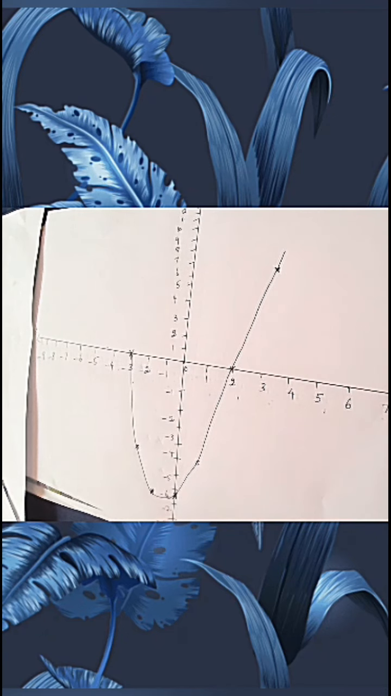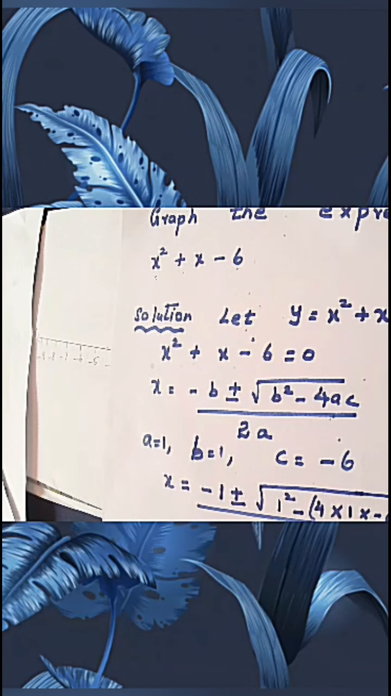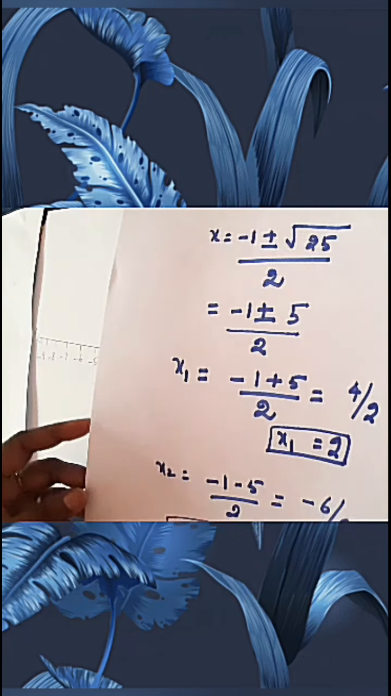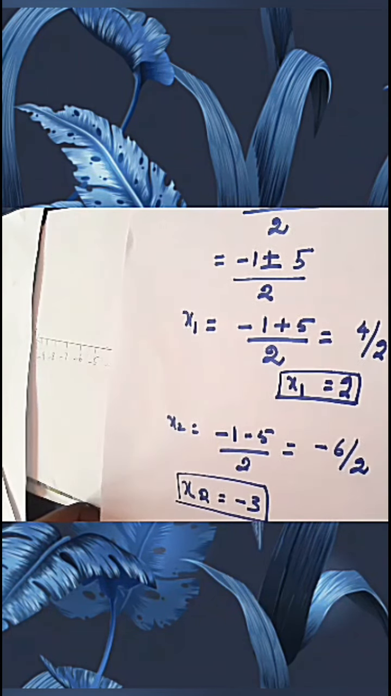Understood? Yeah, this is the procedure to solve the given quadratic equation graphically. Okay, first what we did, we solved the given equation using the formula method. Am I right? And we obtained the two roots. Right, students? What are the two roots we got? x1 is 2 and x2 is negative 3.